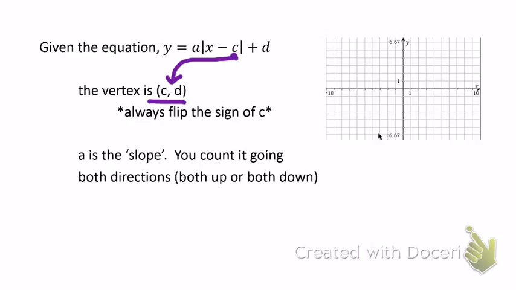So after we find the vertex, what we're going to do is we're going to use slope. A is going to be very similar to slope, but it's going to be either both going up or both going down.